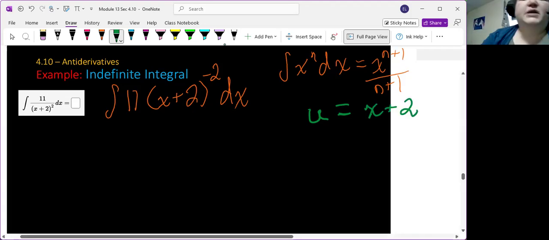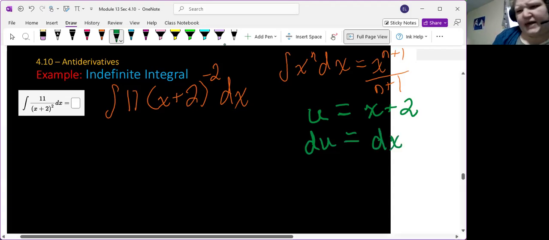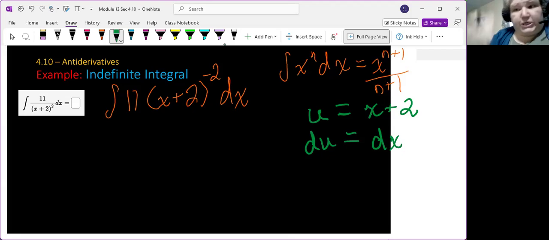So if I say, all right, I'm going to call that u, then in this case, my derivative of that u is just dx. So we're kind of doing implicit differentiation here, marking what we're taking the derivative of. We just don't have a du/dt or dx/dt. It's just du and dx. But the derivative of x plus 2 is just 1, and then we're marking that it was an x derivative because we're going to change the variable in our formula here. So instead of seeing this as x plus 2 to the negative 2, we're going to see it as u to the negative 2, but our du and dx are perfectly equal, so it's a fair trade.